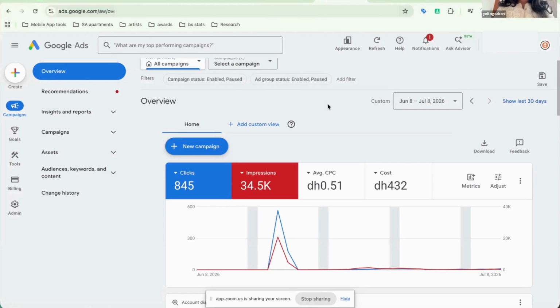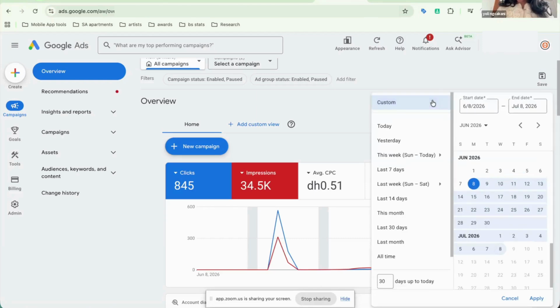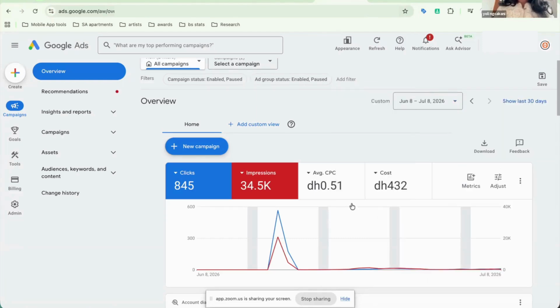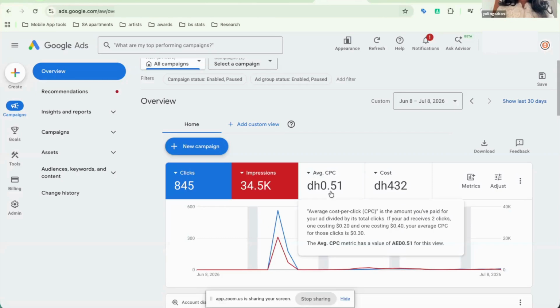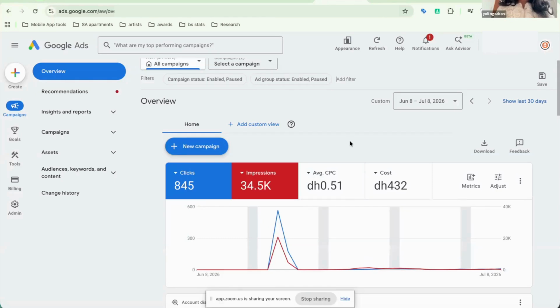The next channel that I ran on was Google itself. And here I'm running on my Dubai-based account. I spent about 432 dirhams, and my average cost per click was 0.51, which is about 14 cents in terms of dollars. So really good CPC, as you'd expect on Google. Much more sophisticated capabilities in terms of targeting.